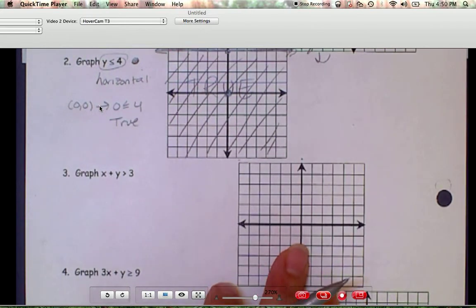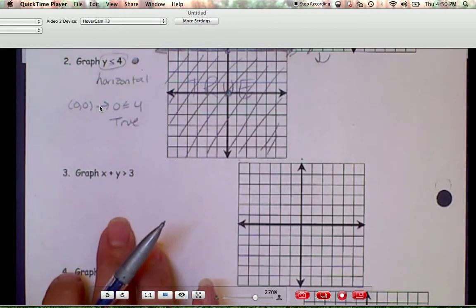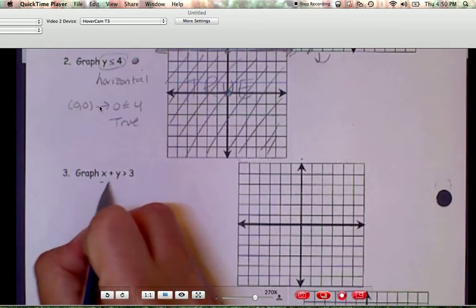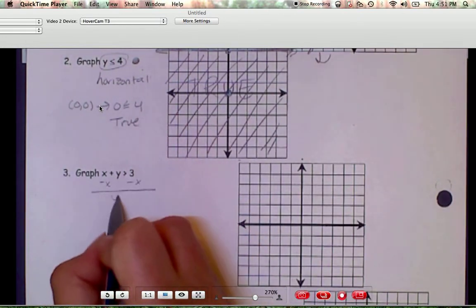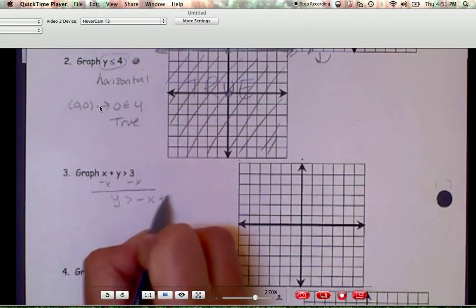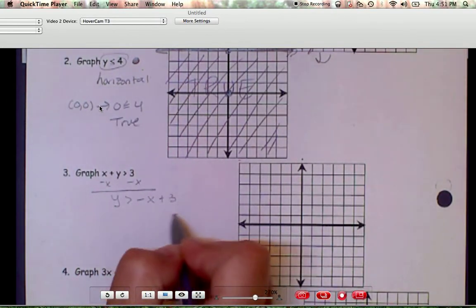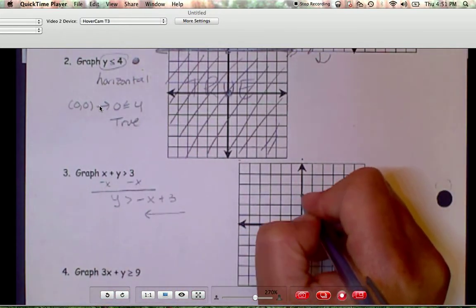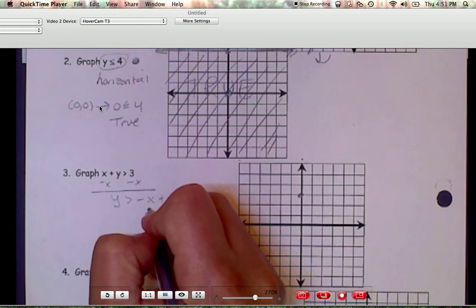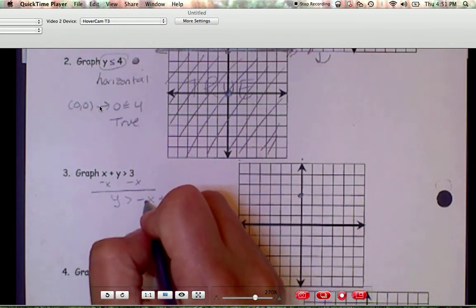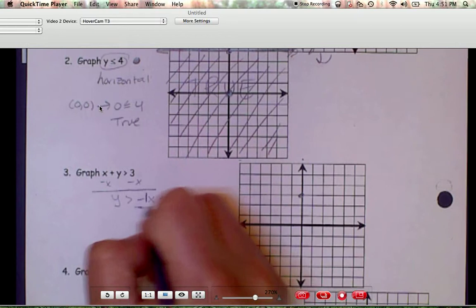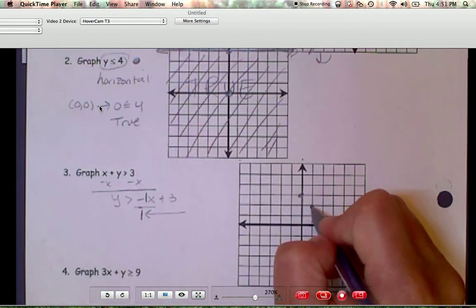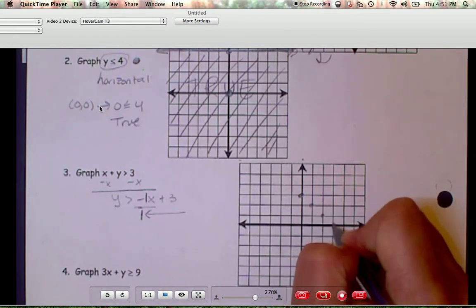How about number 3? This one needs to be put in slope-intercept form first. So remember that means solving for y. If we want to get y alone, we need to subtract x from both sides. Y is greater than -x plus 3. So when we go to graph it using slope-intercept form, work backwards. 3 is our intercept, 1, 2, 3 on the y-axis. What's our slope? Remember, it's technically going to be -1 over 1 because it was a -x. So we go down 1, forward 1, down 1, forward 1, down 1, forward 1.